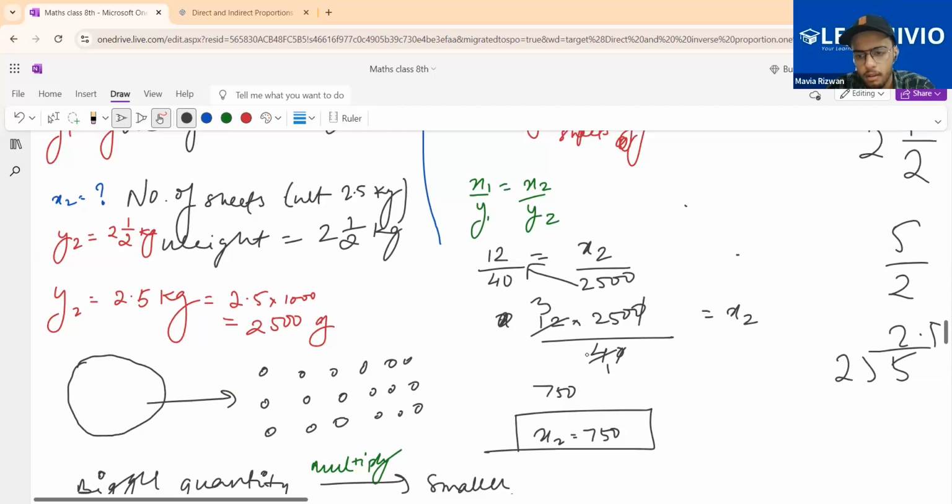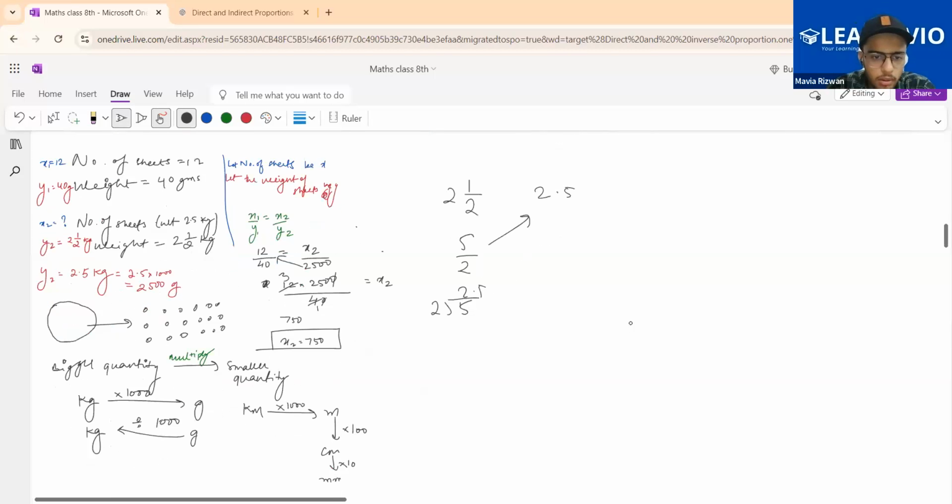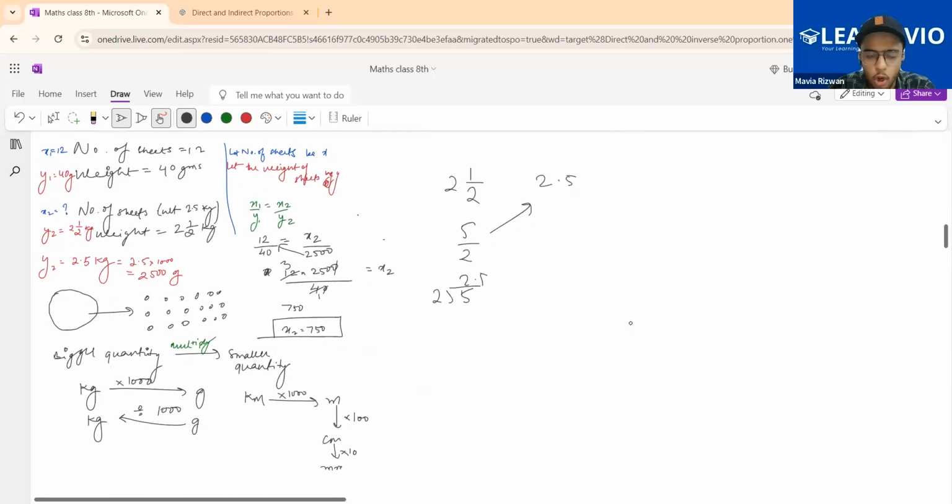Okay, sir. So yes, you all can note this down. And also note how to convert kilometers into meters, meters into centimeters, and centimeters into millimeters.